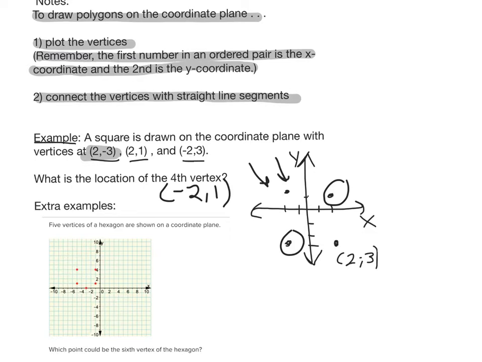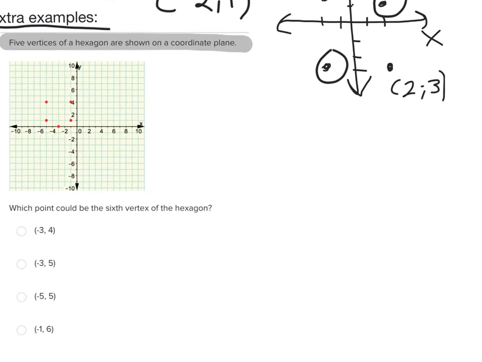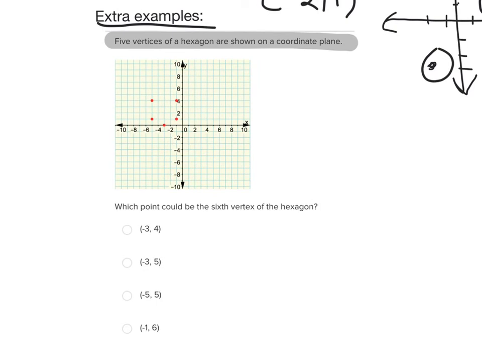All right, extra examples. So we've got 5 vertices of a hexagon shown on the coordinate plane. Which point could be the 6th vertex of the hexagon? So I'm thinking this 6th point must just not line up with those other ones. So (-3, 4). Let's go ahead and plot each of these to see if they would work. I need to quit drawing on my shape here. Oops. Okay, so let's go ahead and plot (-3, 4).